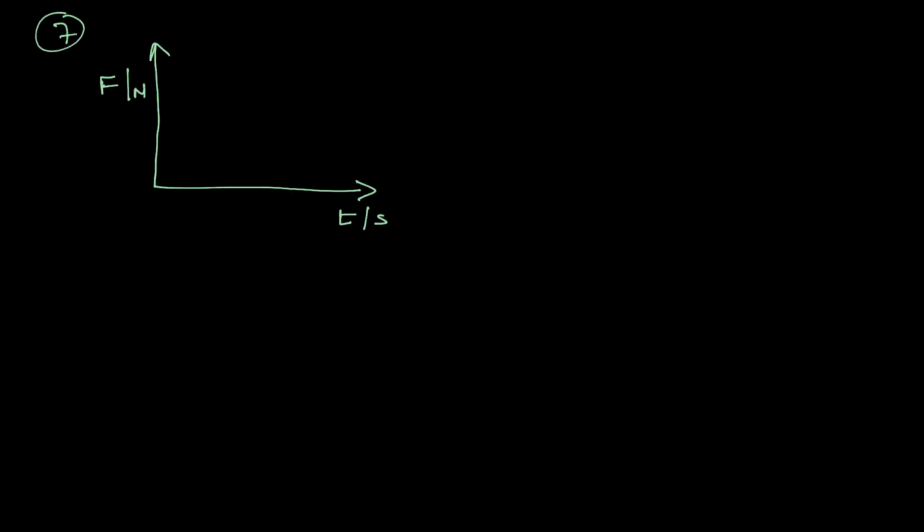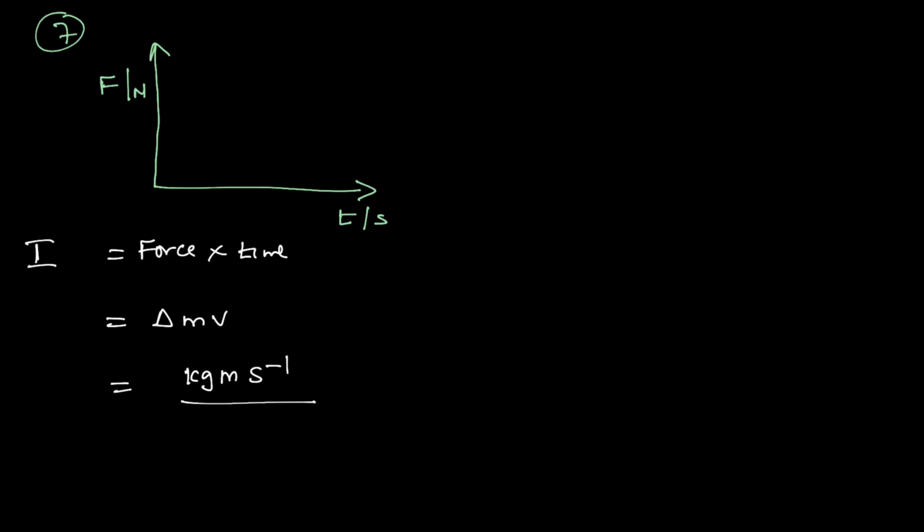Question 7. What is the correct unit for the area under a force time graph? So the area under a force time graph is going to be force times time, and that is impulse I, and that will also be equal to change in momentum. And for change in momentum, the unit will be mass times velocity, which is kilogram meters per second. So that's what the unit will be, and the answer will be B.